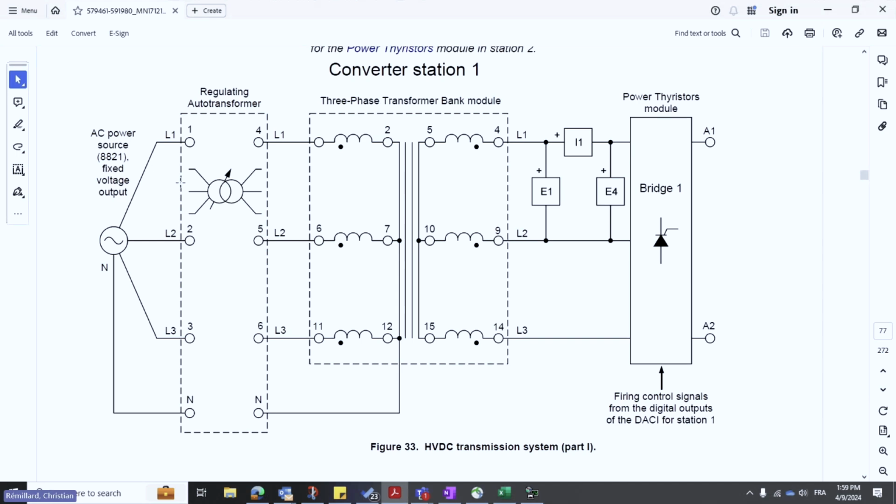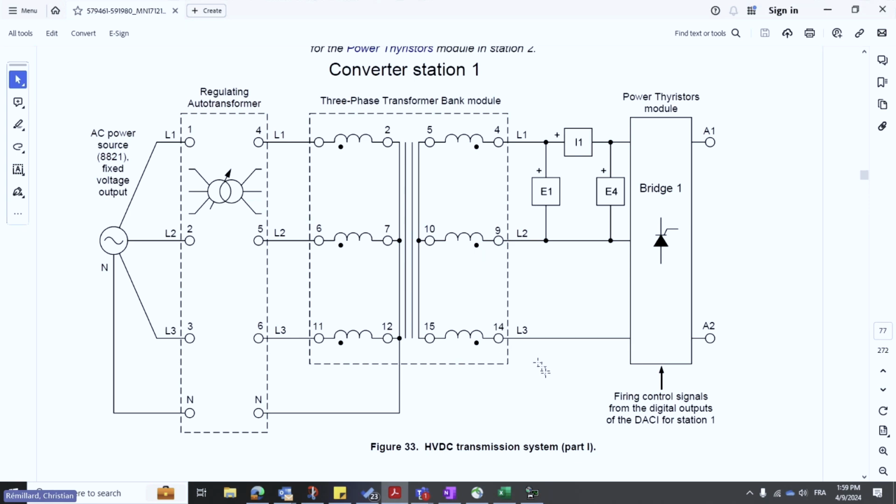Also notice that on both sides, we will need both the three-phase lines, 1, 2, 3, and the neutral connected to the autotransformer. And the other side of the autotransformer will have line 1, 2, 3, and the neutral connected to our three-phase transformer bank. Our three-phase transformer bank module will be connected in a star-star pattern. So both primary and secondary are connected in a star pattern, and then we will get into our meters.